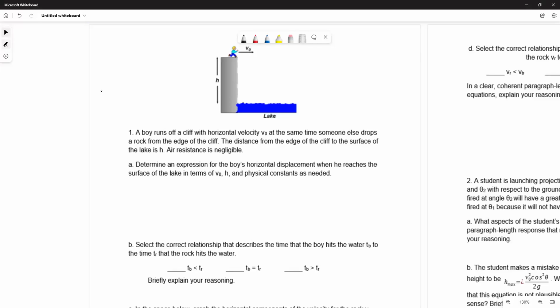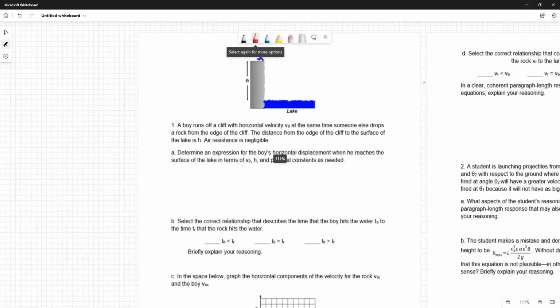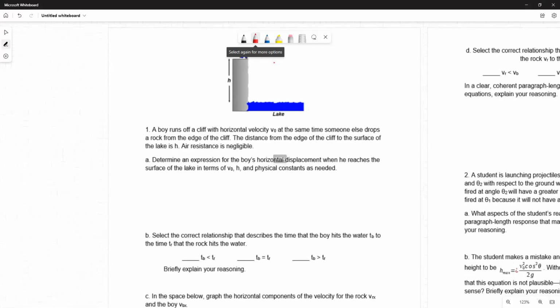All right, I'm gonna go through these problems relatively quickly. I'll try to clarify anything that seems confusing, but do suggest asking additional questions if possible, obviously depending on time. So, in this first problem, you have a boy running off the cliff, horizontal velocity v0. We've already talked about this one.